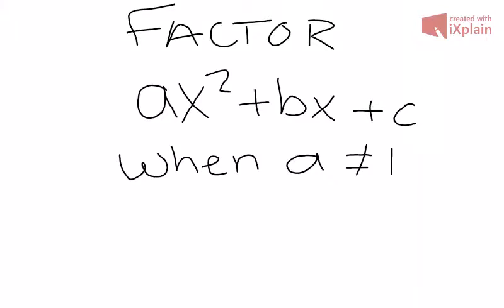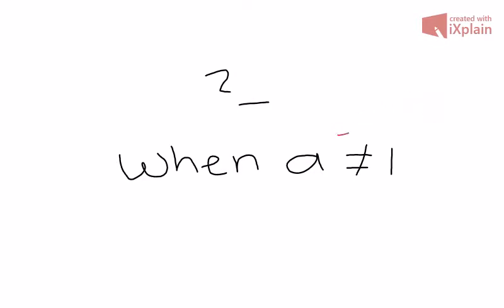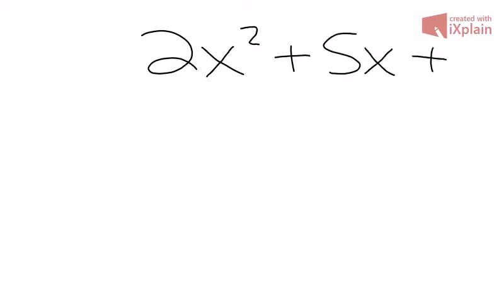Today I'm going to show you how to factor a quadratic when your a value does not equal 1. Alright, so to show you how to do this, I'm going to rig up an equation for you. So I have 2x squared plus 5x plus 3. Now there's nothing that we can pull out. There's no common terms that we can pull out.